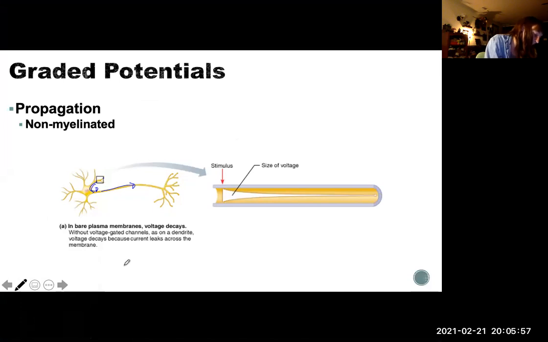So the stimulus starts out strong when it enters the dendrite, but it loses power because it's leaking out across the membrane before it gets to the trigger zone, right? If there's still enough left when it gets to the trigger zone, then that neuron will start an action potential down the axon. If not, then it is going to be a sub-threshold graded potential, and we will not get an action potential, and that signal will die there at the axon hillock, okay?